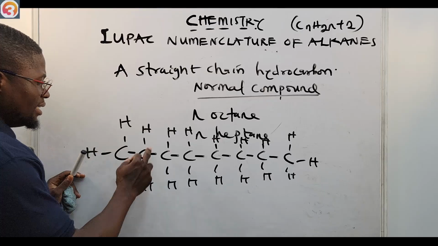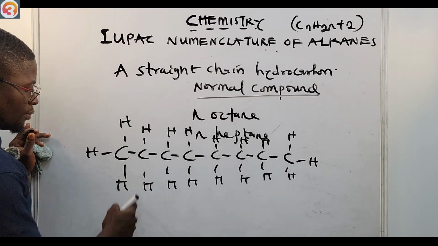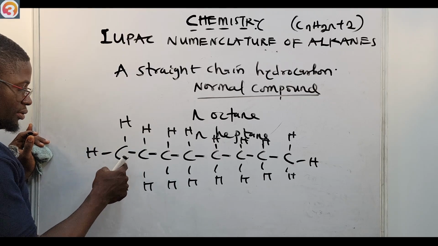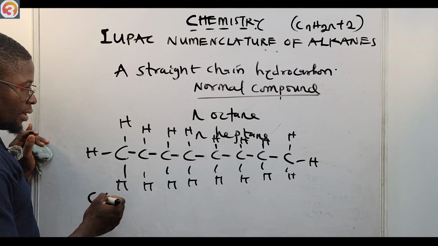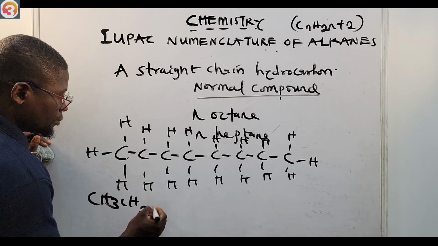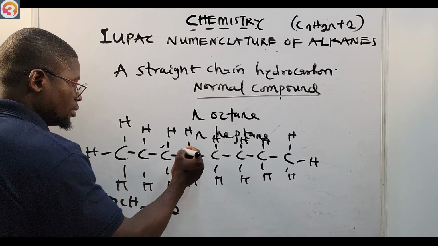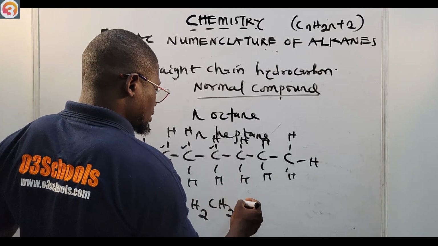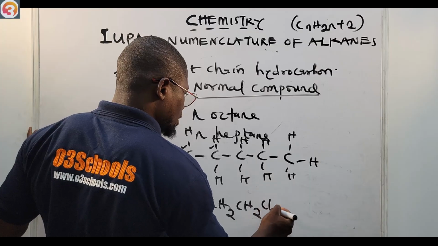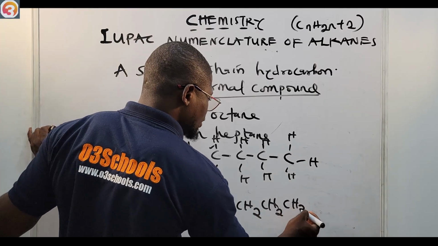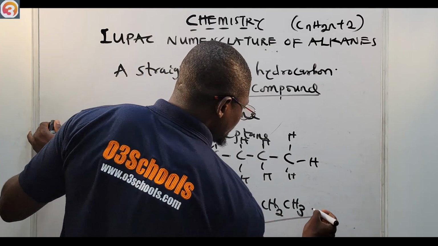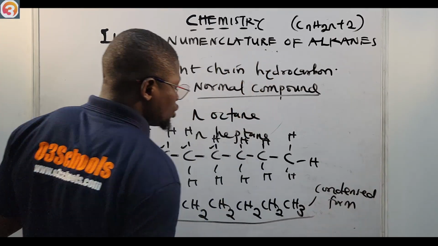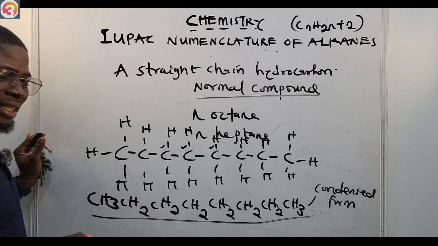Instead of drawing all this in, we can just break it down. How many hydrogen atoms are linked to this carbon atom? 3. So you can say CH3. Then this one, CH2. This one also, CH2. This one, CH2. This one, CH2. This one, CH2. Then this last one, CH3. So this is the condensed form. It's also the same thing as this, no difference.